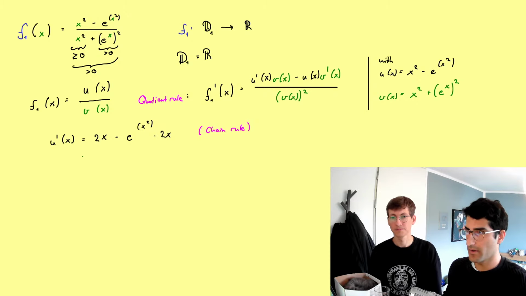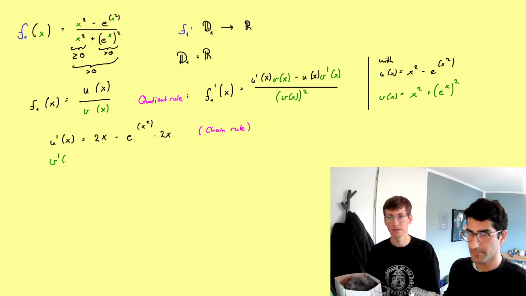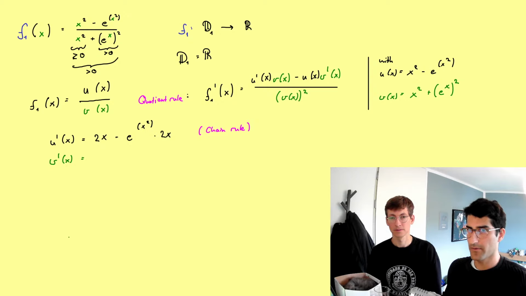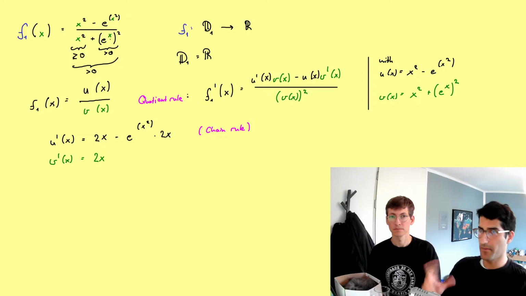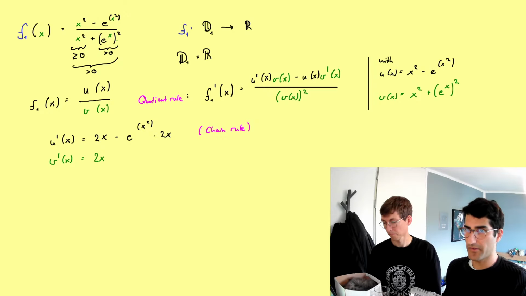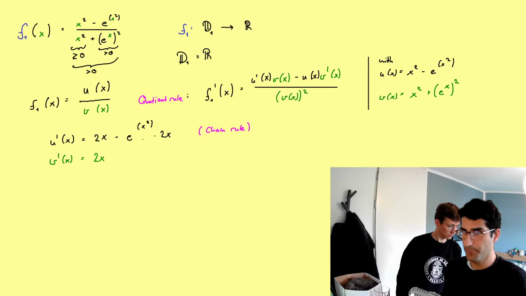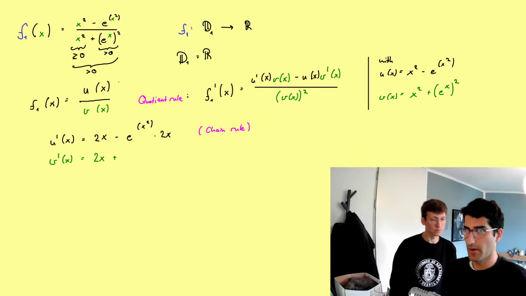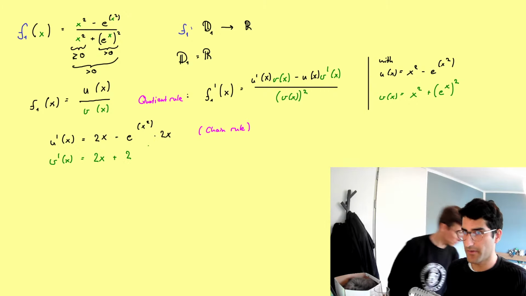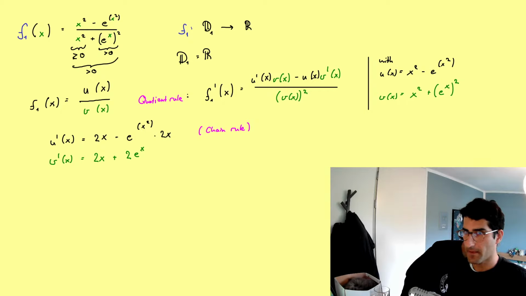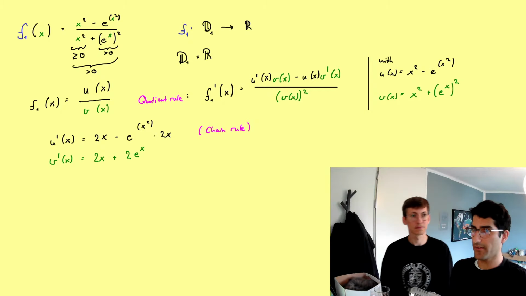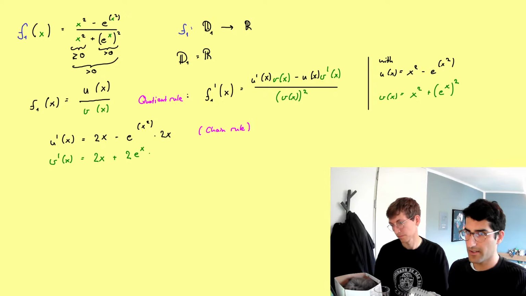So now let's do v prime of x. Here we start again with x squared, so this stays 2x. For this term, we now have a different function than the one we had before. Now the outer function is the function that takes something to the power of 2. So the outer derivative would be 2 times whatever is inside, e to the x. Now the inner function is e to the x, which, if we differentiate it, is e to the x again.